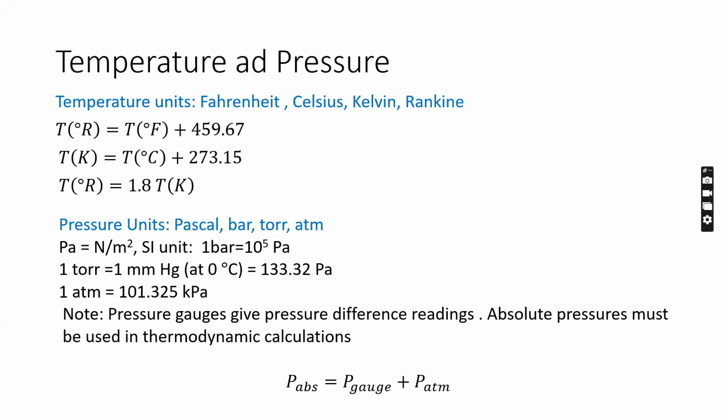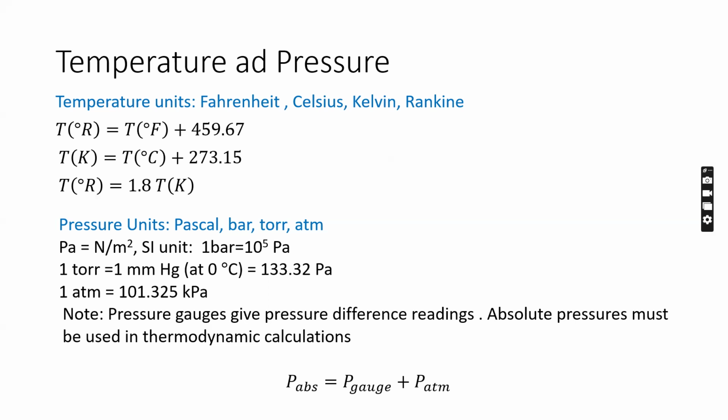And atmosphere. And we need to know that generally we measure the pressure differences between 2 points. That is a gauge pressure. So we need to add the atmospheric pressure to get the absolute pressure. So in all the thermodynamic calculations, we use the absolute pressure.